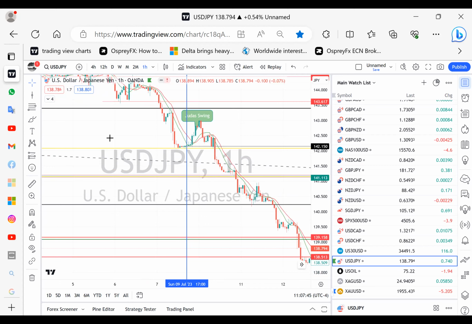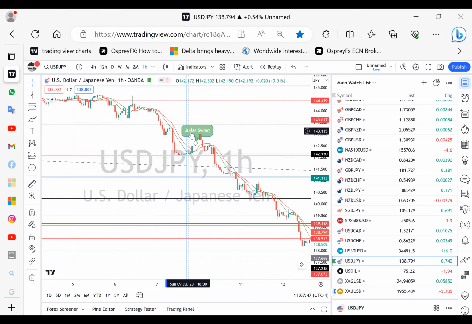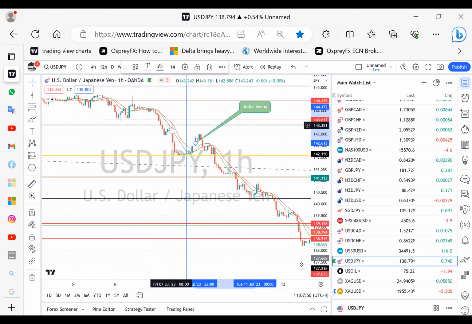Okay, I'm going to point some things out. This was the last high that price came from. It pushed down. The week closed when price was down here. We expected price to push back up. And then we expected price to collapse.